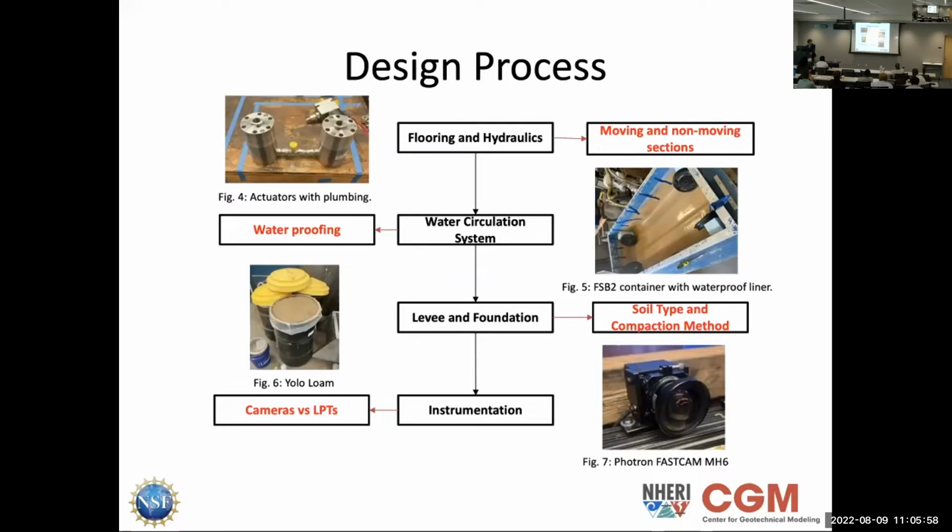In the top left, for you guys, figure 4 shows our actuators, which are the components that we actually use to drop our table. Figure 5 shows the FSB2 container, which is the container that we'll be putting in the centrifuge to spin our model, with a half-done waterproof liner. Figure 6 is just a picture of that yellow loam that Yahya told us all about. And figure 7 is the Photron FASTCAM MH6 cameras that we're using for our digital image analysis.